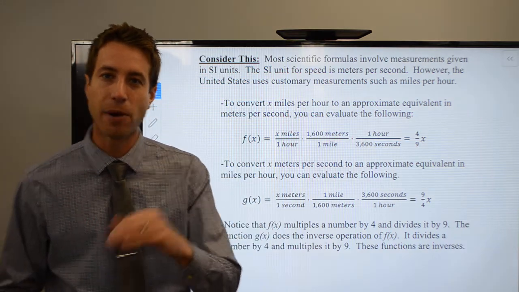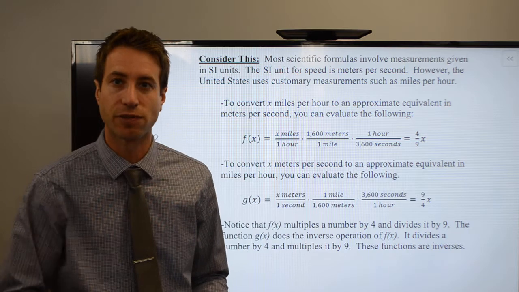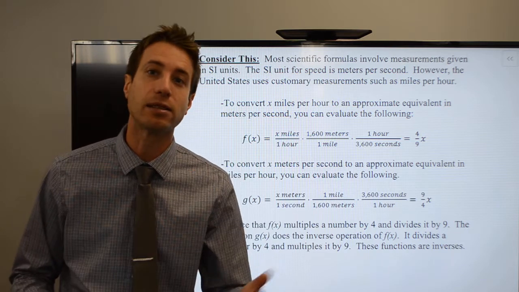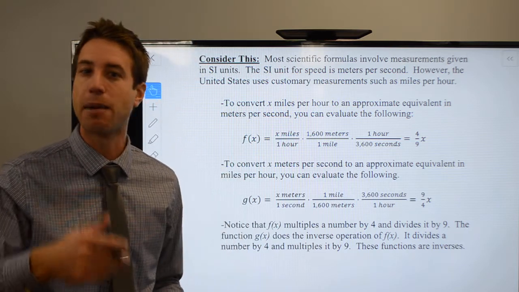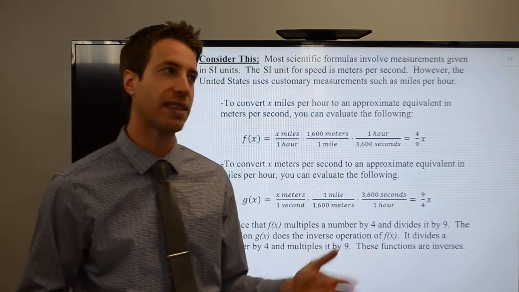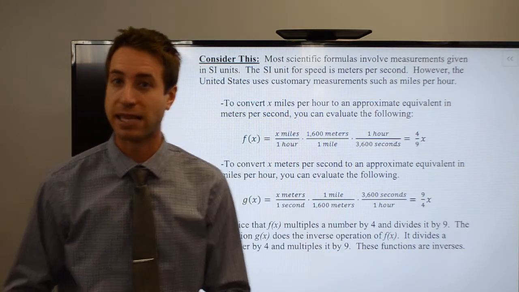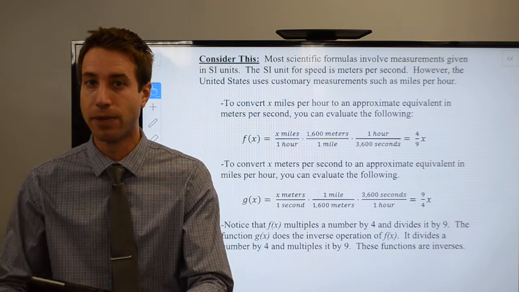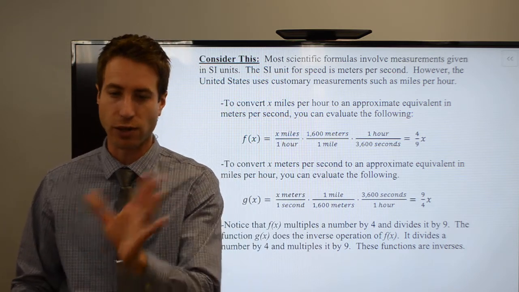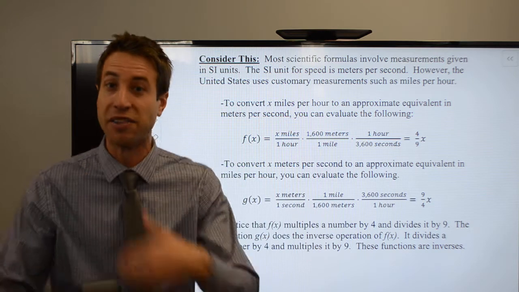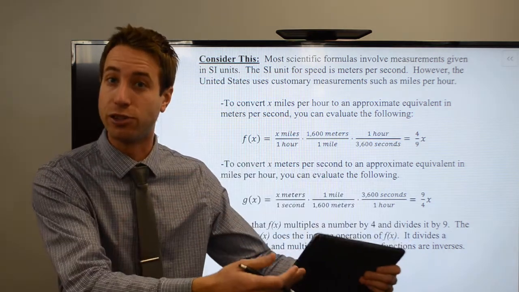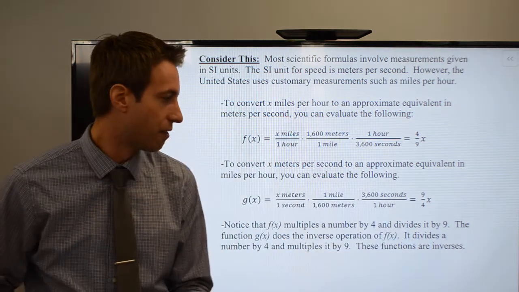If I take a number and add 3, the inverse function would be to take that number and subtract 3. If I have a number and I multiply it by 10, the inverse function would be to take that same number and divide by 10, right? You're just undoing what one function does, right? So you have a function that does something to a number. The inverse function will undo what the previous function did.